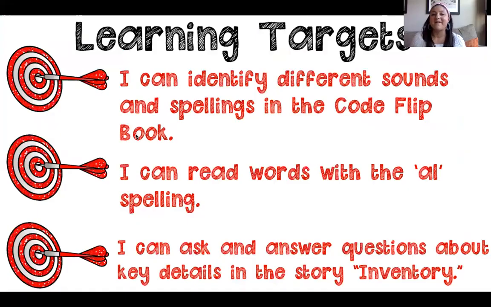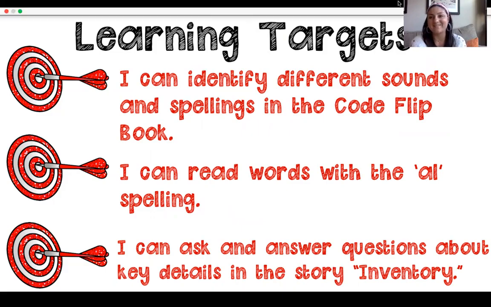Alrighty, guys, that is the end of our lesson for today. Let's just go through our targets and check how we did. I can identify different sounds and spellings in the code flipbook. That's what we did at the beginning, where we looked at all of our sounds we learned in this unit. I can read words with the aw spelling. A-L, remember, said aw, like in the word call, all, wall. I can ask and answer questions about key details in the story Inventory. We did that as well.